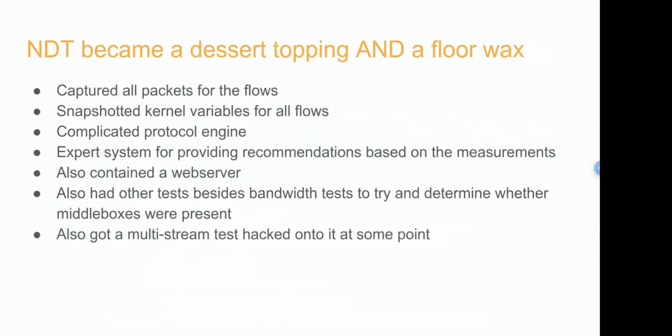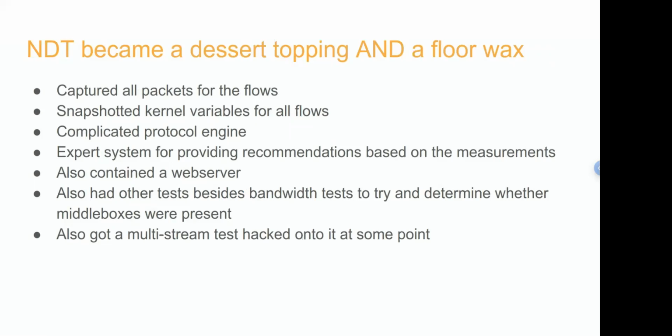Also, NDT was loved as a tool. People loved it, so they kept adding to it. It became a dessert topping and a floor wax. It captured all packets for the flows. Super great. That meant you had access to a ground truth. It snapshotted kernel variables for all the flows that came into it, which meant that you could compare the packets and the kernel variables and watch them evolve together. It had a complicated protocol engine for running the tests. It had an expert system for providing recommendations based on the measurements.